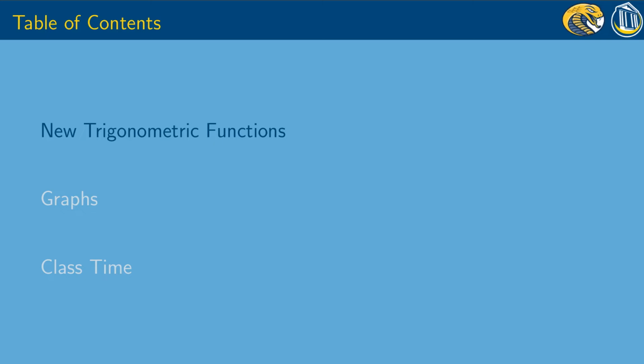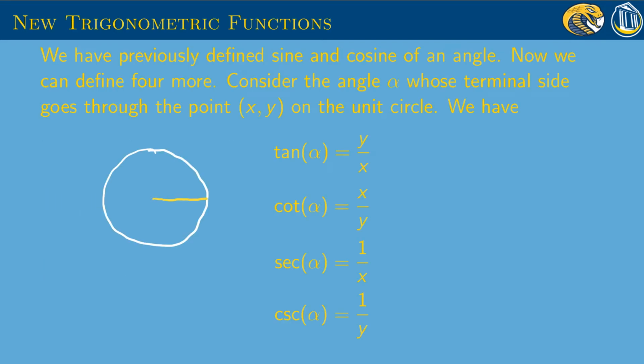In our next class, we'll be introducing some new trigonometric functions and talking about their graphs. We've previously defined the functions sine and cosine using a unit circle. It's a circle with radius 1, so that if we have some angle alpha formed from baseline, then the point on the circle x, y, where that terminal side intersects the circle, has the definition sine of alpha equals y, and cosine of that angle alpha equals x.